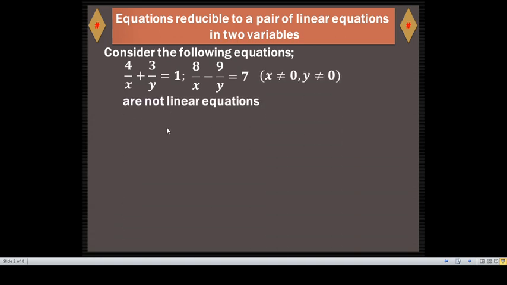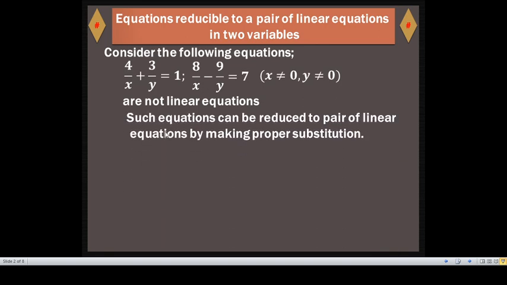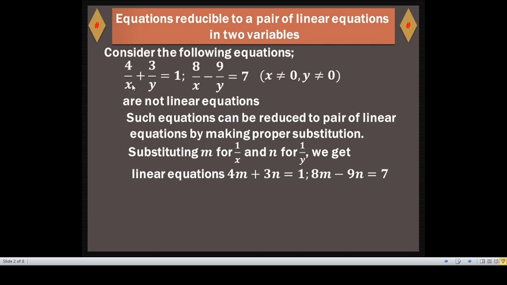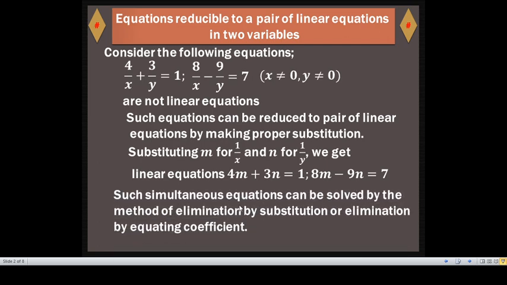Here x and y are non-zero, so such equations can be reduced to a pair of linear equations by making proper substitutions. If we substitute m for 1 upon x and n for 1 upon y, we get two equations: 4 into m plus 3 into n is equal to 1, that is 4m plus 3n is equal to 1, and 8m minus 9n is equal to 7. Such simultaneous equations can be solved by the method of elimination, by substitution, or elimination by equating coefficients.